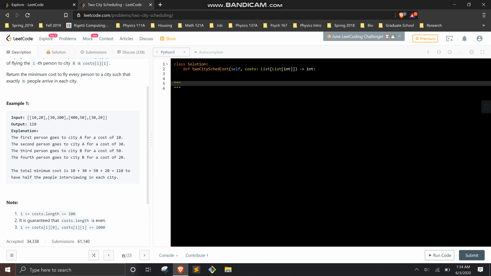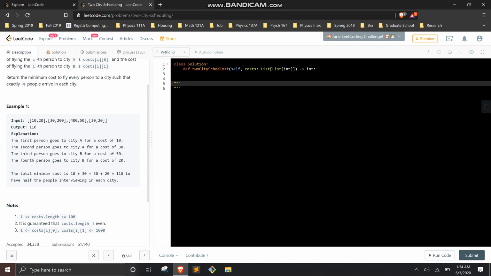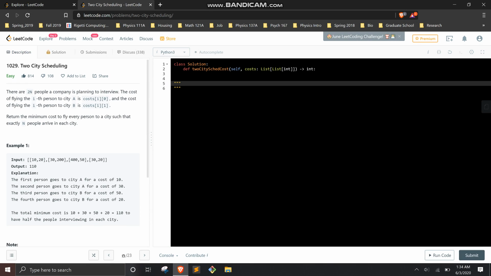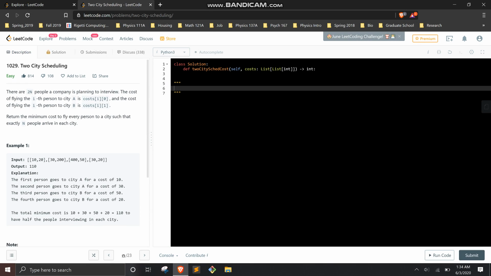I've already read this problem and thought about it for about 10 minutes or something. And I came to the conclusion that my strategy will be, so first off, what this problem is, it's two city scheduling. I guess problem 1029. It's rated easy. We'll see. This doesn't mean too much sometimes.